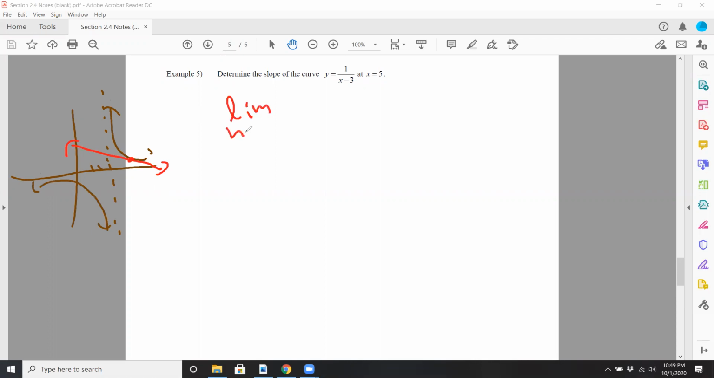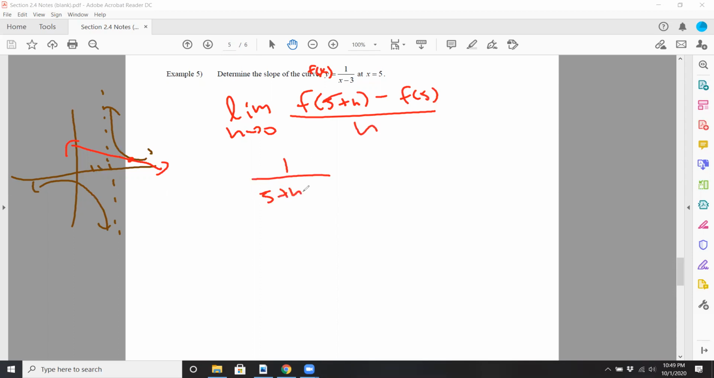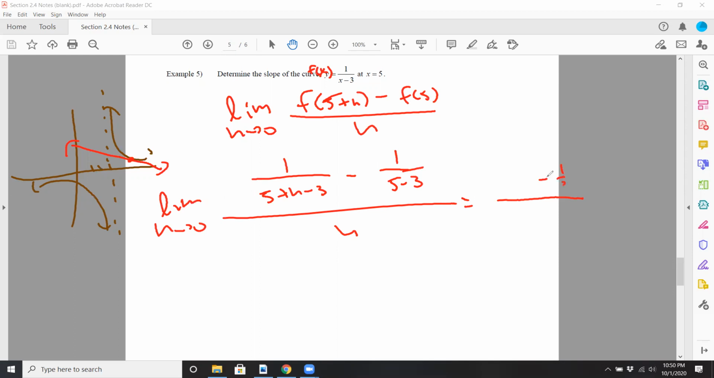The limit as h approaches 0. And we can call this f of x if you like. So it'll be f of 5 plus h minus f of 5 over h. So we're doing 1 over 5 plus h minus 3 minus 1 over 5 minus 3, all over h. The limit as h approaches 0. Now, of course, this is 1/2. And that's 1 over 2 plus h, and h. And let's not get lazy, so write the limit notation.